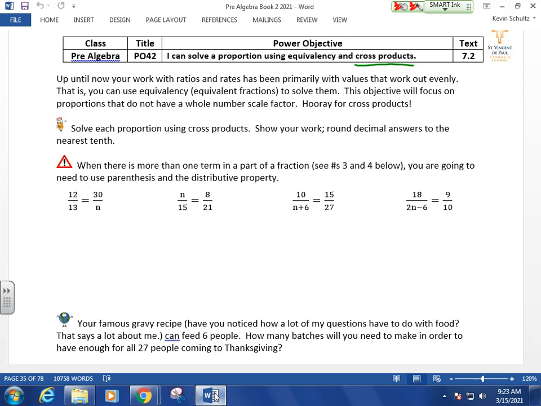Anyone not get this sheet yet that wants it? Going once, going twice? Okay. You haven't got it?